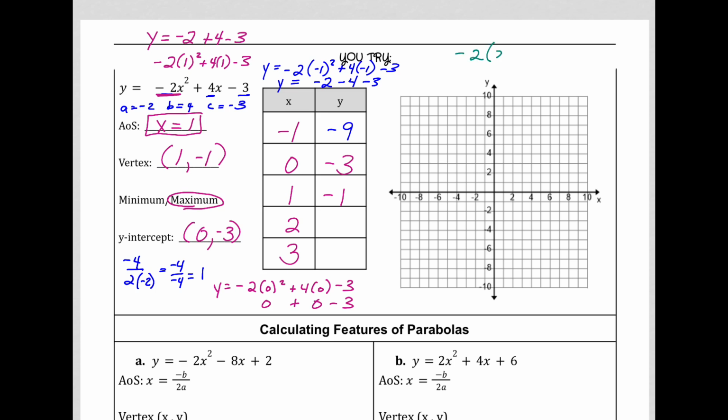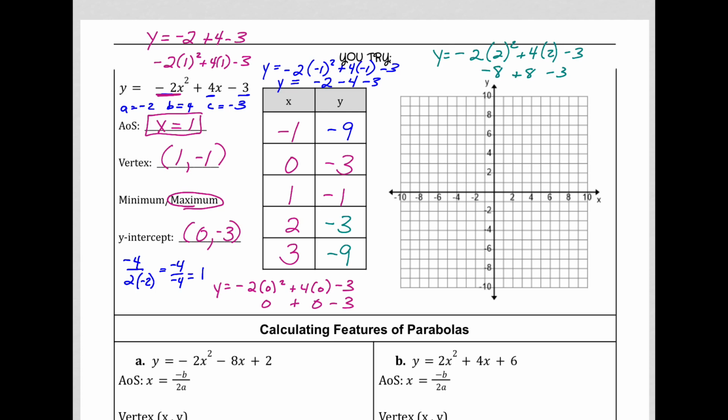So negative 2 times 2 squared. Yeah, this is our y equals. And then we have plus 4 times 2 minus 3. So again, negative 2 times 2 squared. 2 squared is 4. So negative 2 times 4 would be negative 8. And then we have plus 8, because 4 times 2 is 8, minus 3. Negative 8 plus 8 is 0. 0 minus 3 is negative 3. I can see again that those are mirroring, so I'm going to go ahead and put that negative 9, and I can always check when I draw that graph.